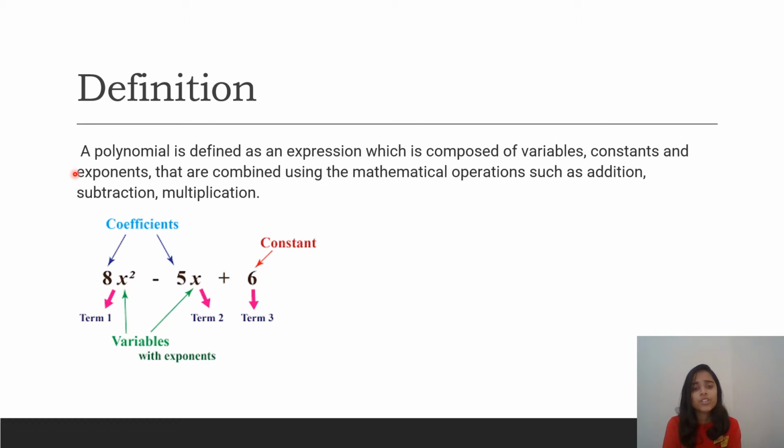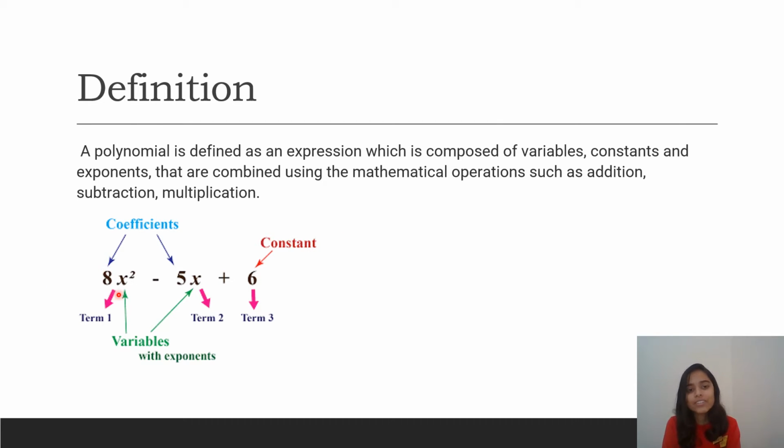Coming to the definition of polynomial, it is an expression which is composed of variables, constants, and exponents, and they are all combined using mathematical operations such as addition and subtraction, etc. So here we will look at this example.